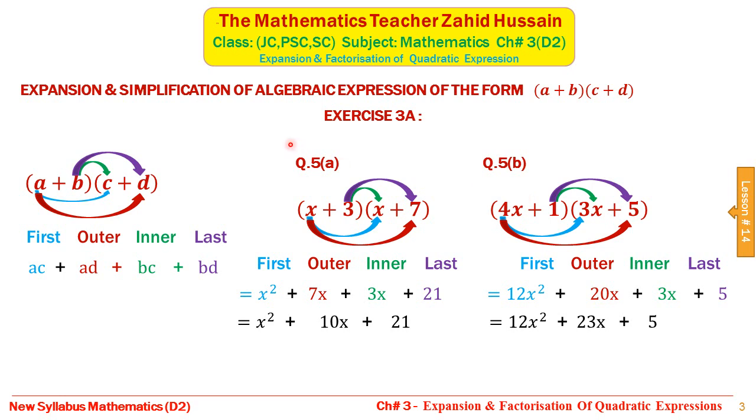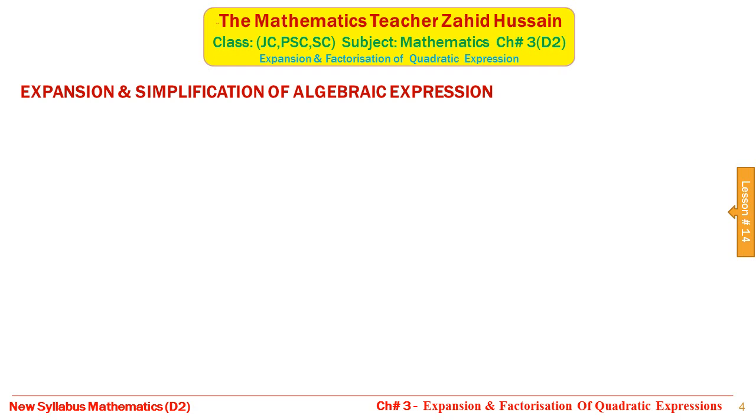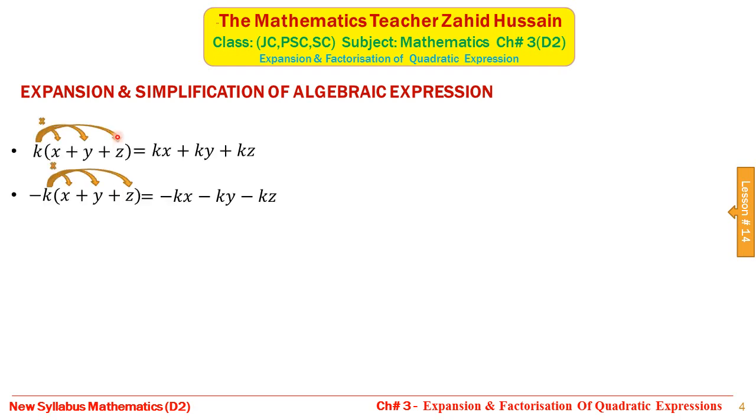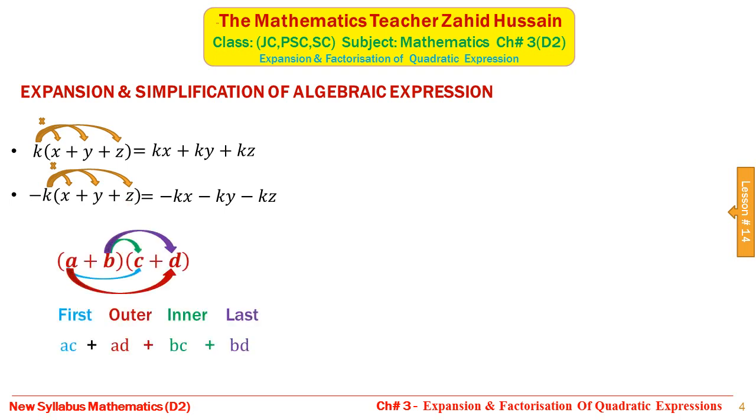In lesson number 13 we have studied a type of expression, and in this lesson, this is the second type of expansion. This is what we have studied in lesson number 13, and this is what we have studied in lesson number 14. Now we will combine these two types of expansion in the questions. This is question number 6 of exercise 3a.